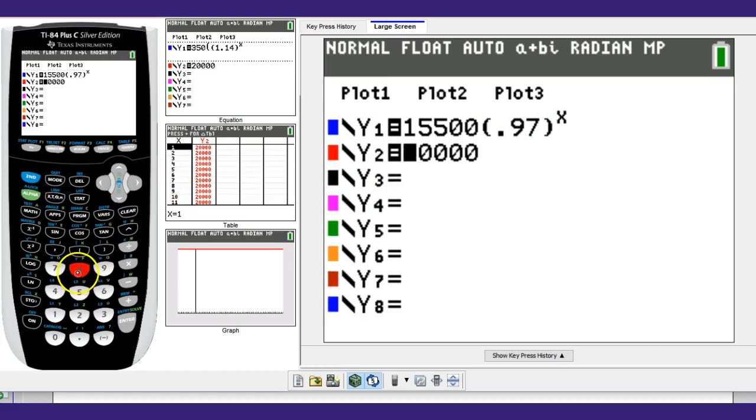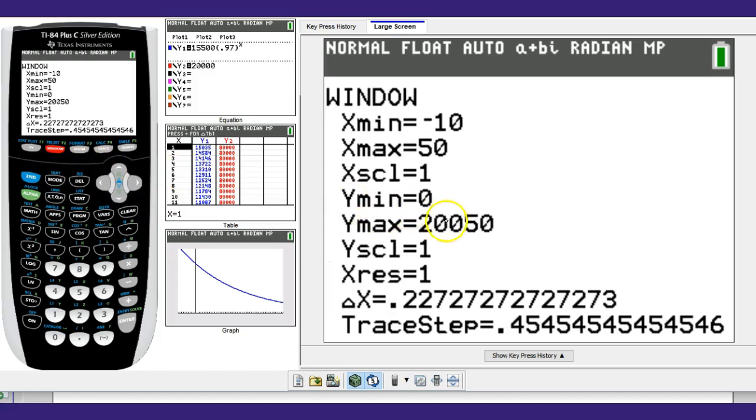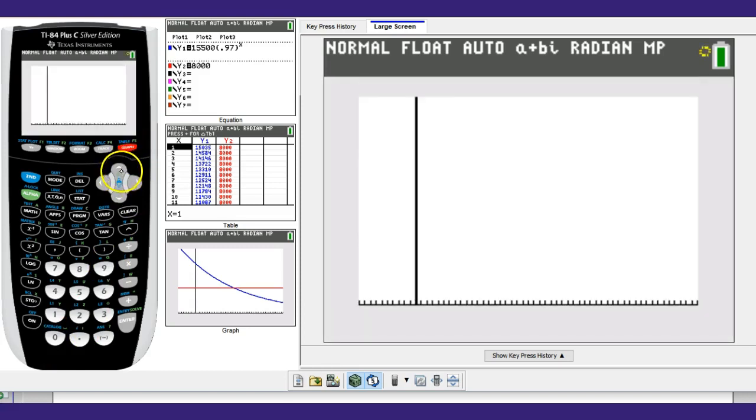So this one, guys, we don't need the graph to go up as high. 8,000. So I'm going to adjust the window. Remember, the minimum. The maximum, we don't need it to be way up here. So I'm going to lower the Y maximum to about, let's say, 9,000. And then here we go. It's a decay, so it should come down this way this time.